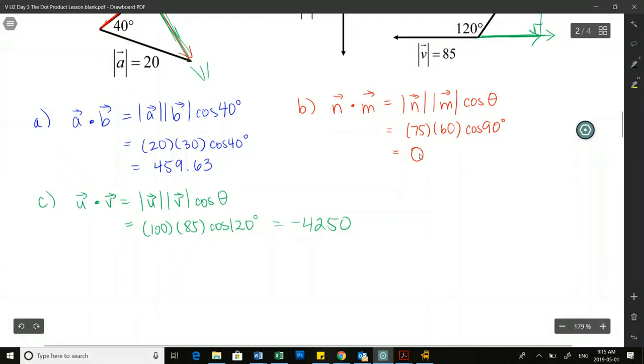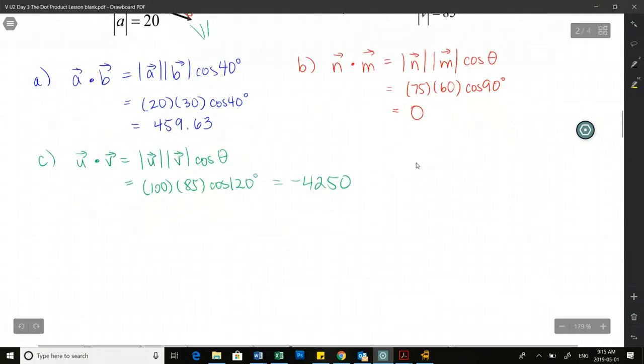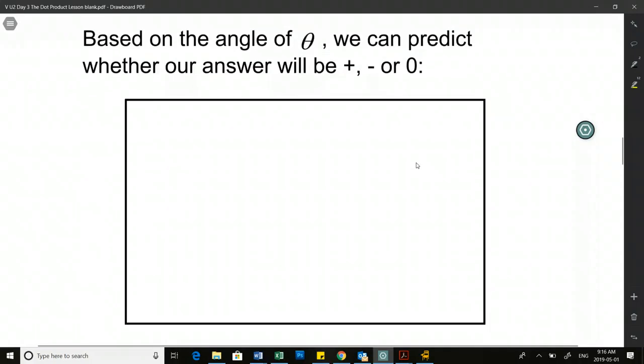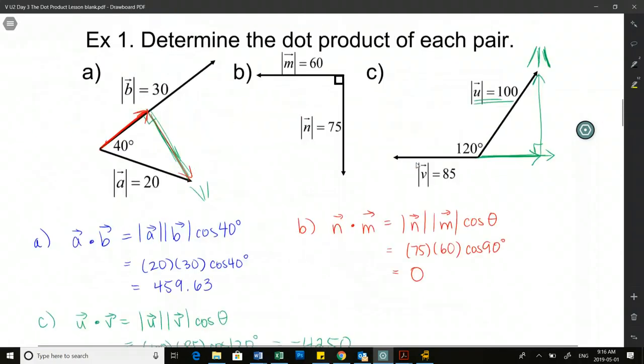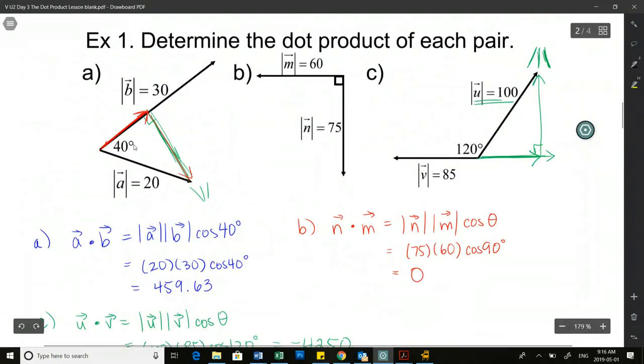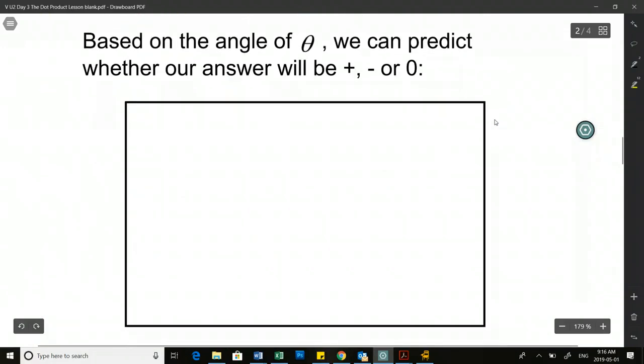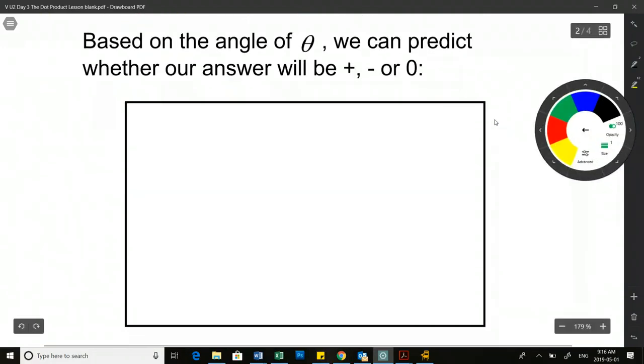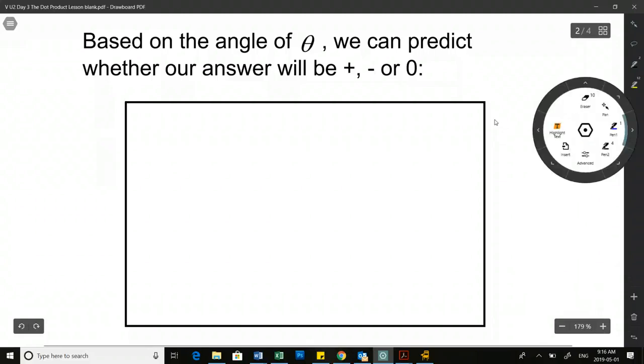Okay, notice also here I didn't put the 0 vector because the answer to the dot product is actually a scalar. So I don't want to put 0 vector when I'm doing dot product. Okay? All right, so here's the deal. Based on the angle of theta, I showed you guys 3 options here. I showed you an acute option, so under 90. I showed you equal to 90, and I showed you greater than 90. So we should actually be able to make a bit of a prediction here as to whether our answer will be positive, negative, or 0.